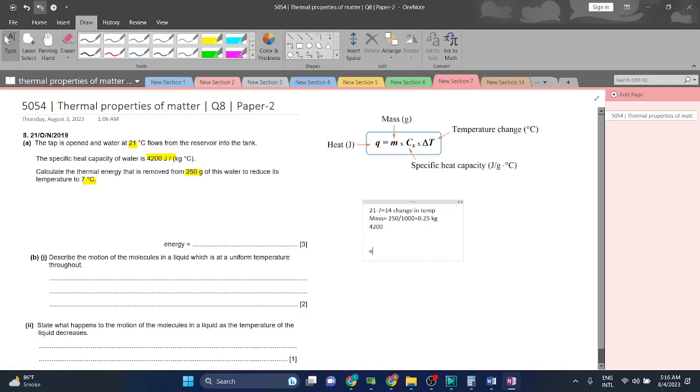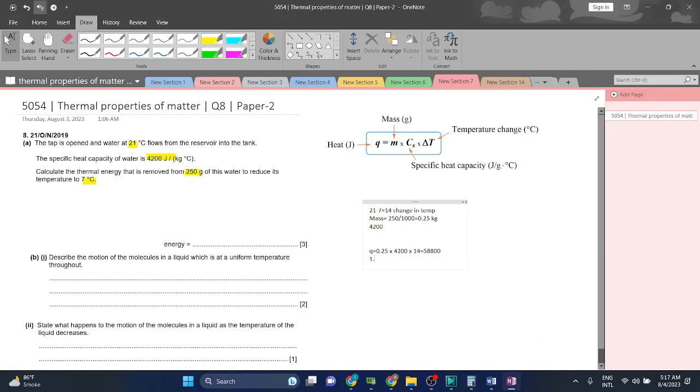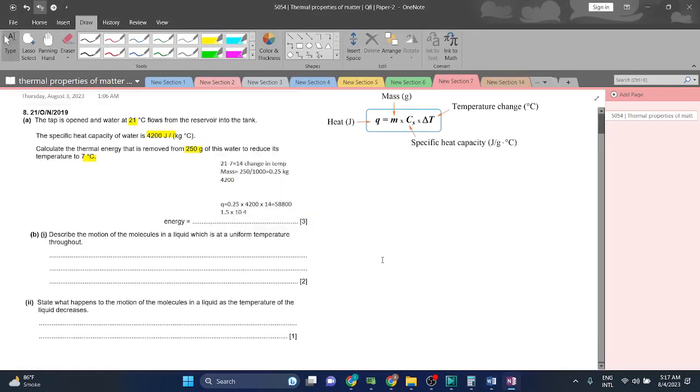So we'll apply the formula. Q is equal to m, which is the mass, 0.25, into the specific heat capacity, which is 4200, into the delta T, which is 14, which will give us an answer of 50. This doesn't seem right. 14 into 42,000, and this is done, multiplied by 0.25, which will give us an answer of 1.5 into 10 raised to the power of 4. Yeah. Let's check. We can also write 15,000, to round it off. If we round it off, we can also write 15,000.